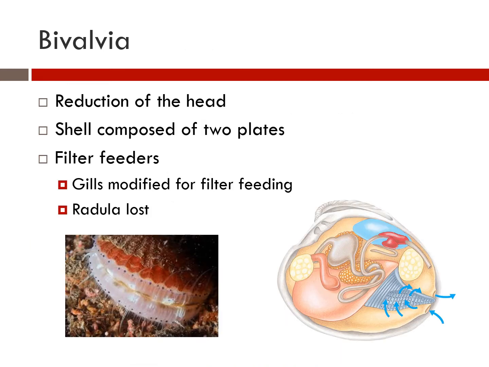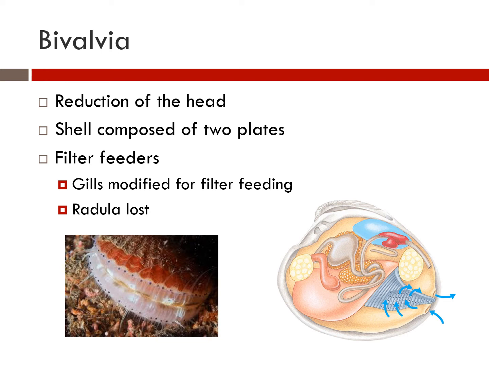Moving on from there, we've got the bivalves. Bi meaning two, valva meaning plates, so it's two plates. So think of mussels and clams and oysters, things that have two plates. They've got a reduction of their head. Their shell is composed of two plates, like I just said, and they are filter feeders. Their gills have been modified for filter feeding. They still use their gills for breathing. That's what gills do.